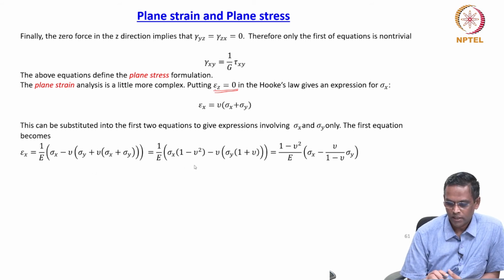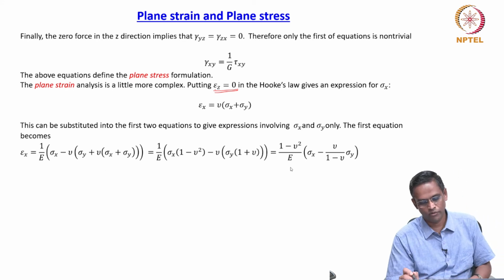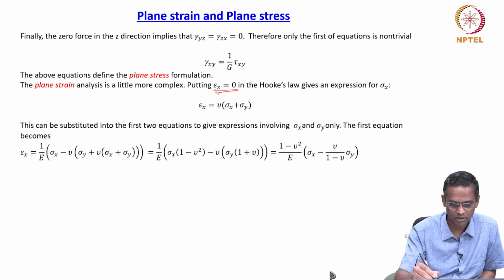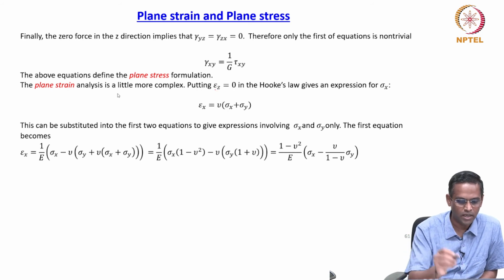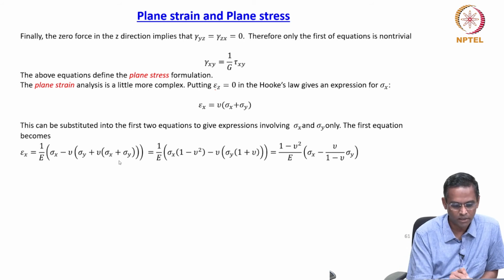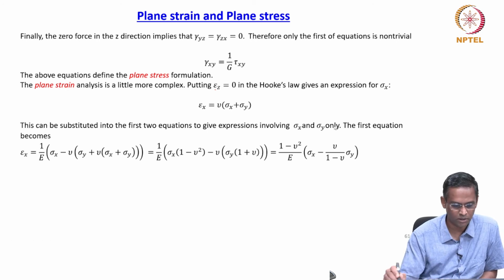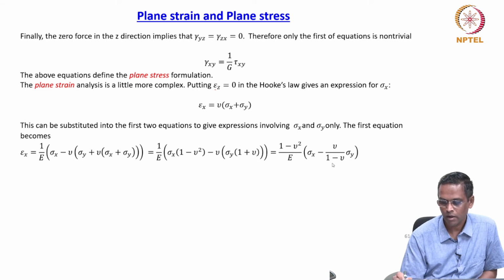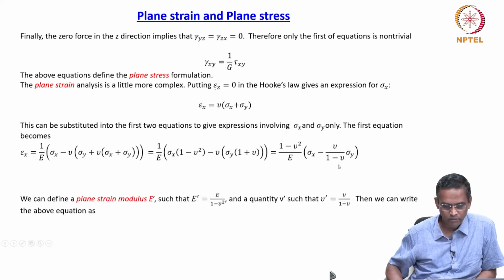But what is important is the new terms which will emerge. That is what you have to focus on. That is why this plane strain analysis is a bit complex. But you can just appreciate by looking at these expressions, right. So, just plug in these assumptions into this, and then you will get finally this expression: epsilon x equal to (1 minus nu square) by E times (sigma x minus nu by (1 minus nu) times sigma y). We can simplify this.